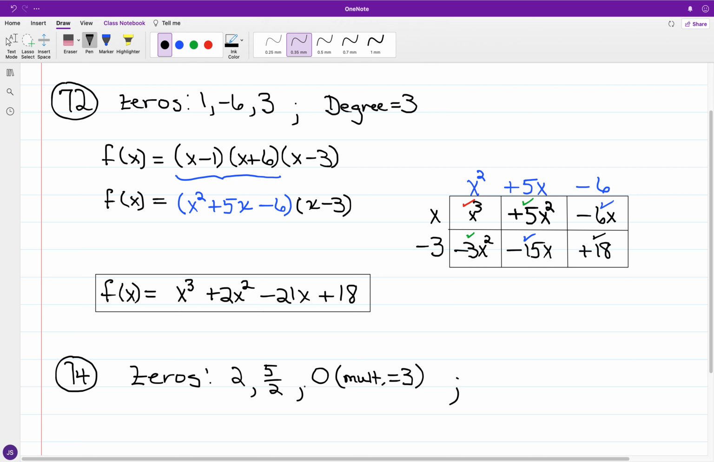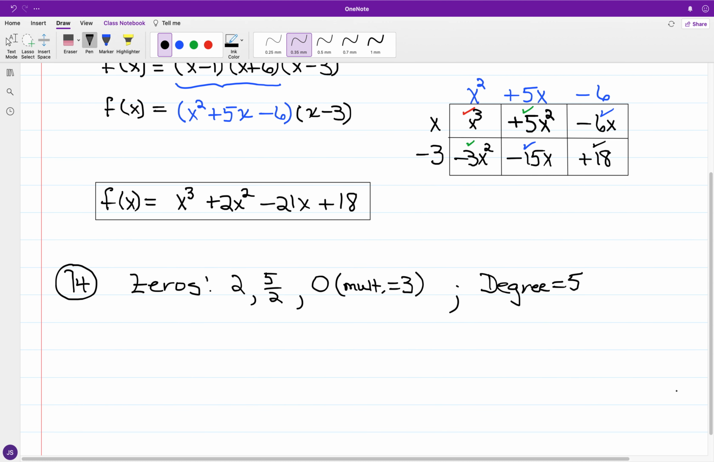And for the degree, the factors corresponding to the zeros of 2 and 5/2 will each be first degree. And for 0, the corresponding factor will be third order. So you have 1 + 1 + 3, so the degree is equal to 5. Looking at setting up a factored form, with 2, I have x minus 2. And for 5/2, we can initiate by saying we have x minus 5/2.